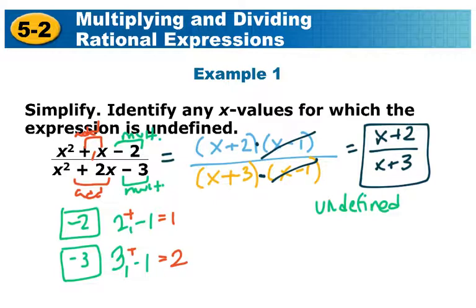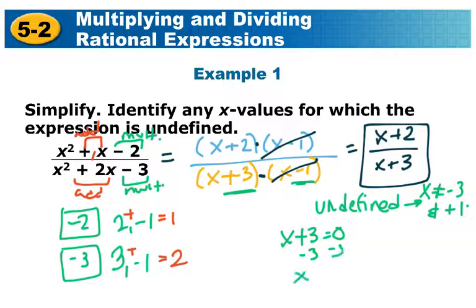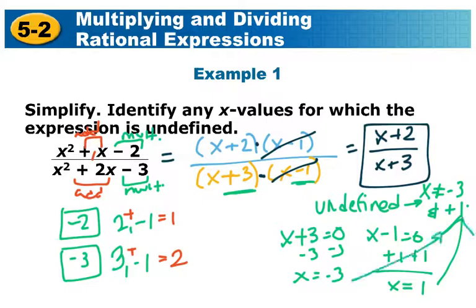Okay, and it's actually undefined at the opposite of your denominator. So the opposite of positive 3 would be negative 3, and then the opposite of negative 1 would be positive 1. So that's where it's undefined. And so again, that came from when will x plus 3 equal 0, and that's if we subtract 3 and get an x of negative 3. And then will x minus 1 equal 0, and that's if we add 1 to both sides. And so those are the two pieces that make it undefined.